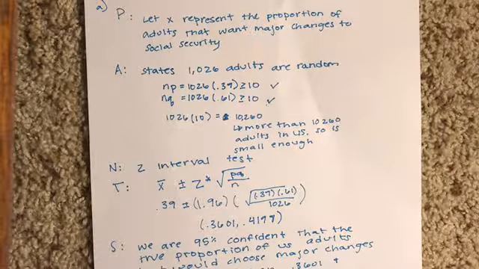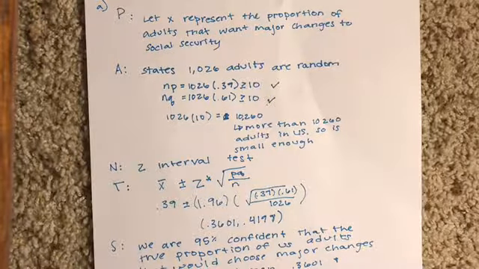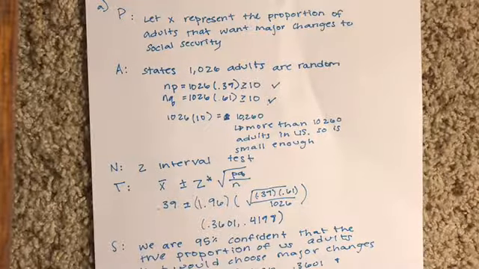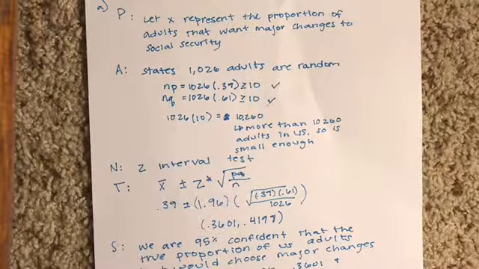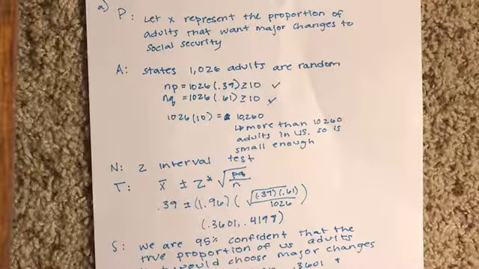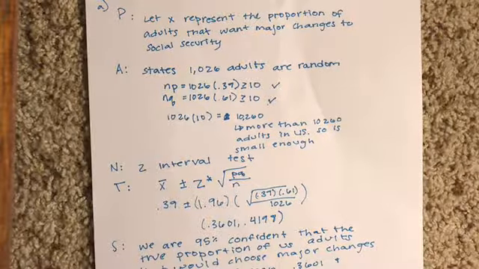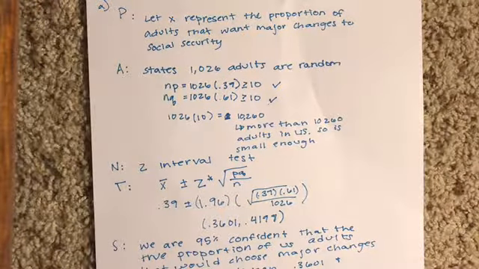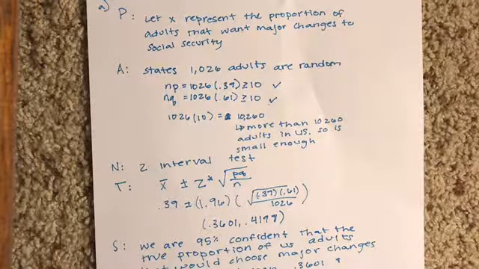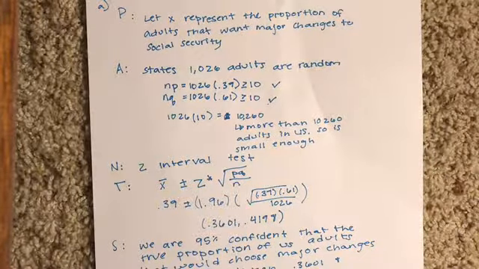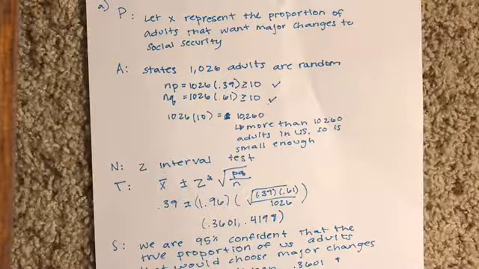And then for A are our assumptions. So the problem states that the 1,026 adults are chosen at random, and then to be large enough, n times p has to be greater than or equal to 10, and n times q has to be greater than or equal to 10, and both those assumptions check out, so we know that the sample size is large enough. And then we do 1,026 times 10, and we know that there are more than 10,260 adults in the U.S., so we can state that the sample size is also small enough.